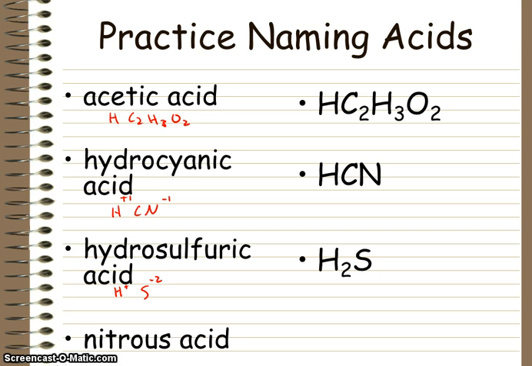Nitrous acid. Hydrogen as a positive ion. No hydro, so we've got oxygen in our negative ion. OUS goes to ITE, so we need nitrite, which is NO2. Hydrogen is a +1. Nitrite is a -1. We're going to crisscross those ones, and HNO2 would be nitrous acid.